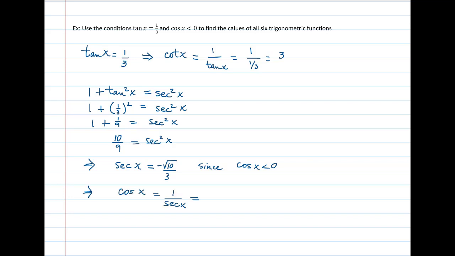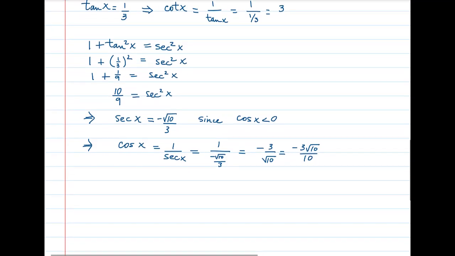So from here we have the cosine of x is equal to 1 over secant. And since we already figured out what secant is, we can just plug that in and find what cosine of x is. This is going to be equal to 1 over negative square root of 10 over 3. You see all of that is equal to negative 3 over square root of 10. And rationalizing it, we get negative 3 square root of 10 over 10. Now, so far we have tangent, cotangent, secant, and cosine. Now we have 2 more to go.